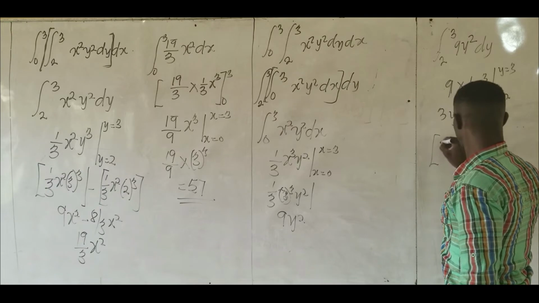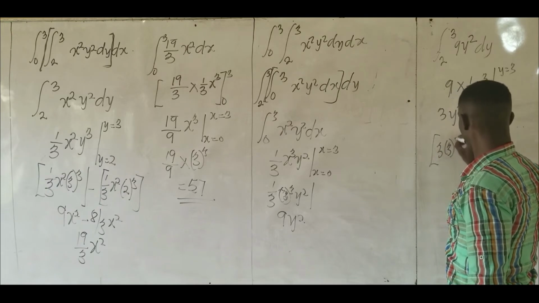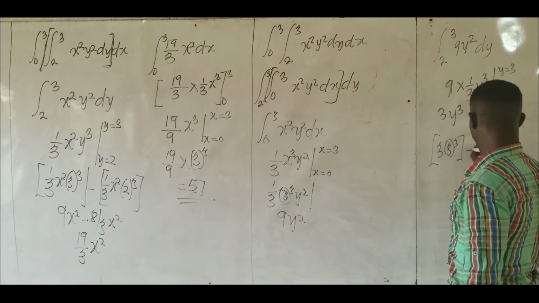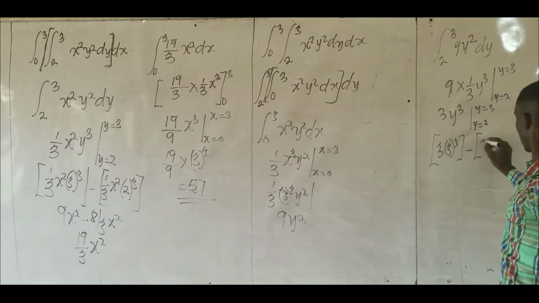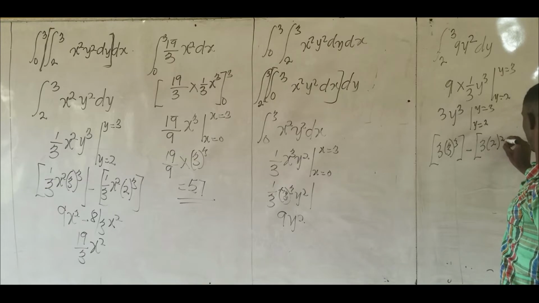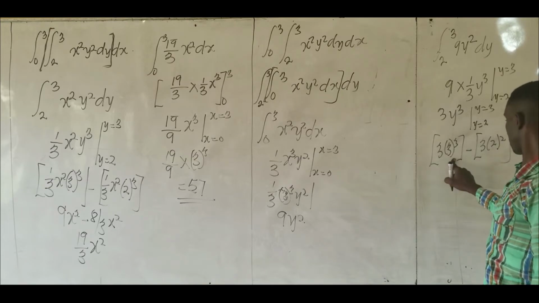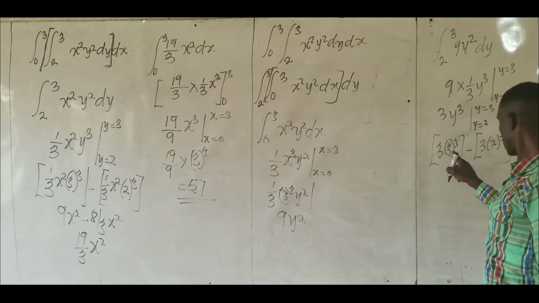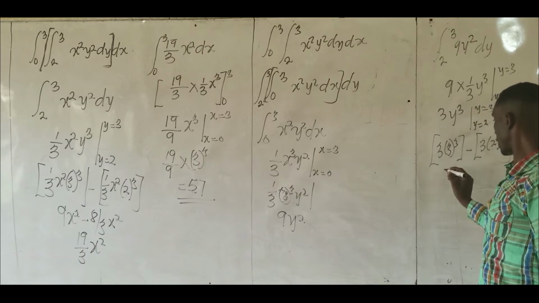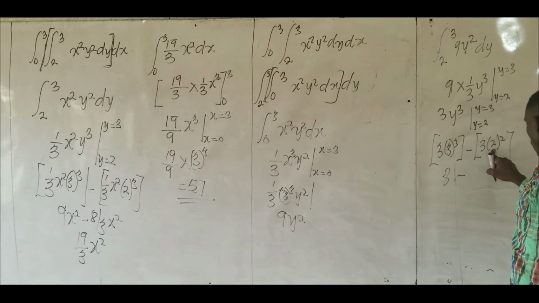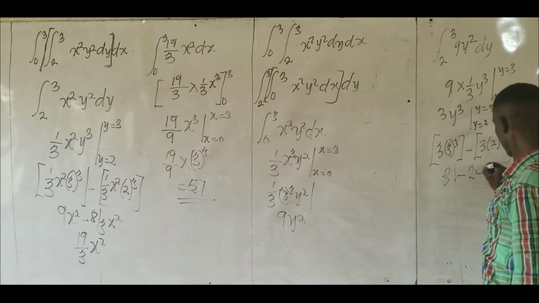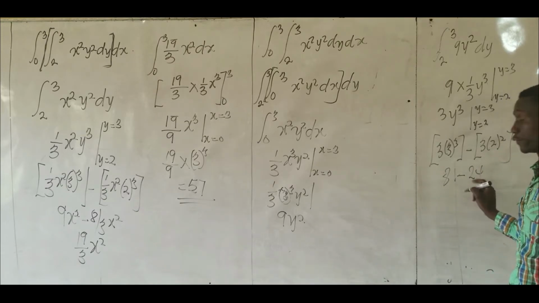It should be 3 times 3 to the power 3, minus the lower limit, which is 2: 3 times 2 to the power 3. So this one will give me 8. 3 times 27 gives us what? 81, minus 4 times 3, 24. 81 minus 24 is 57.